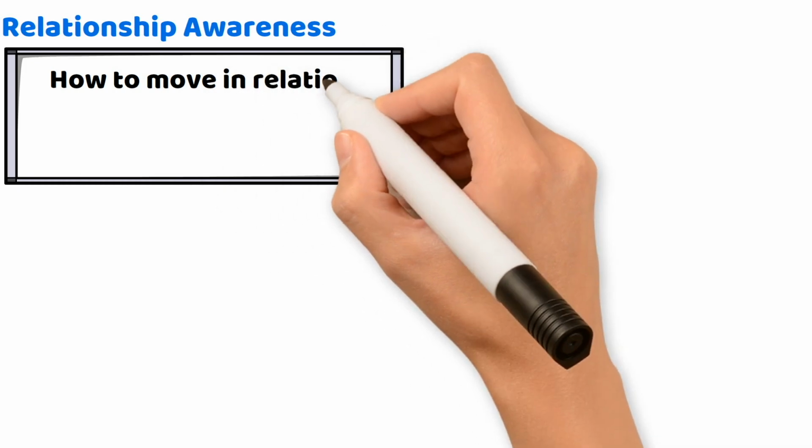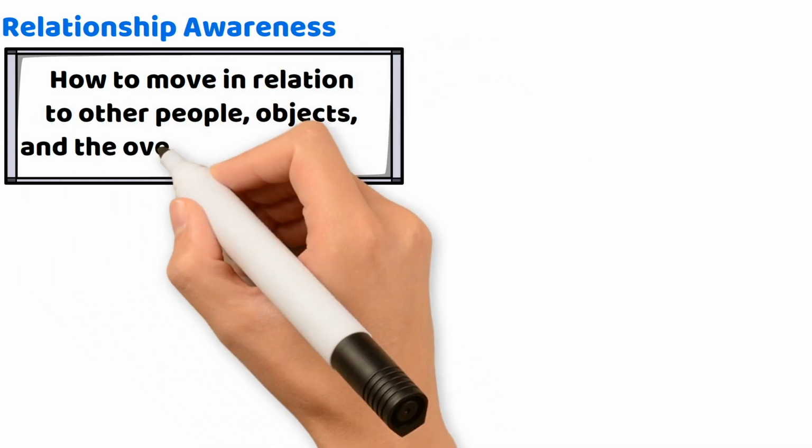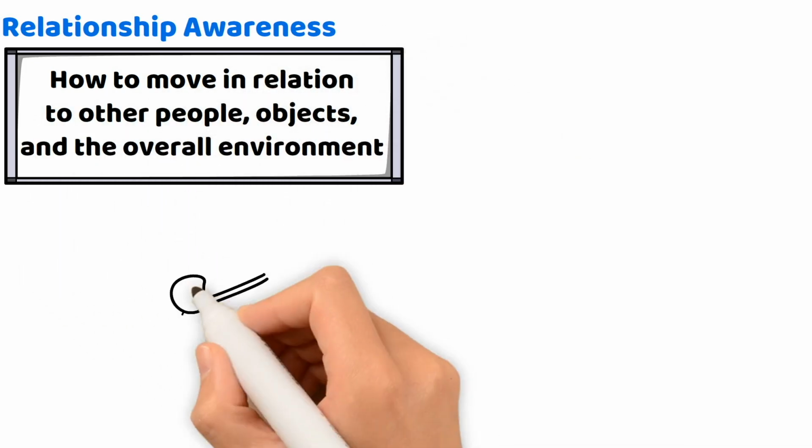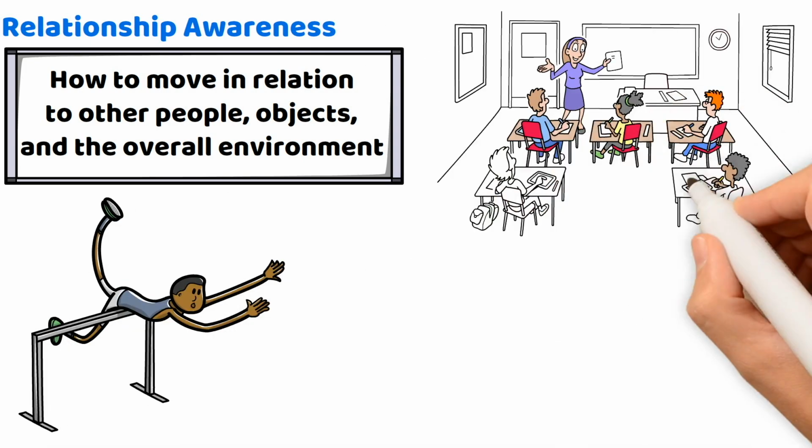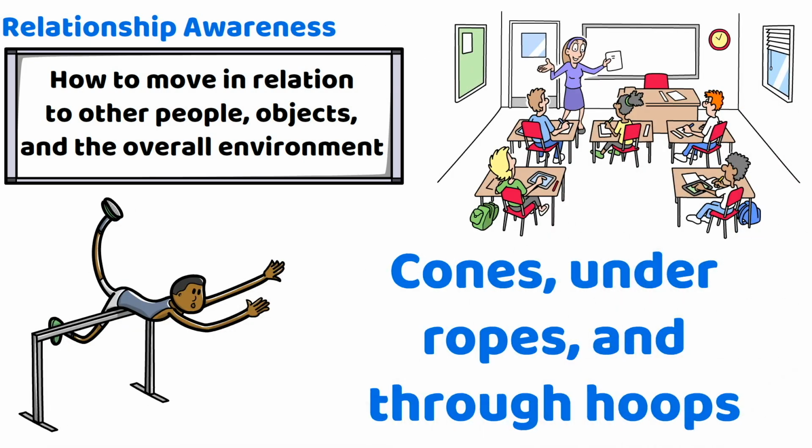Relationship awareness. What is it? Learning how to move in relation to other people, objects, and the overall environment. Set up an obstacle course where students must navigate around cones, under ropes, and through hoops.